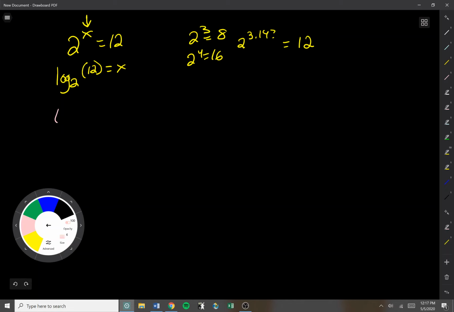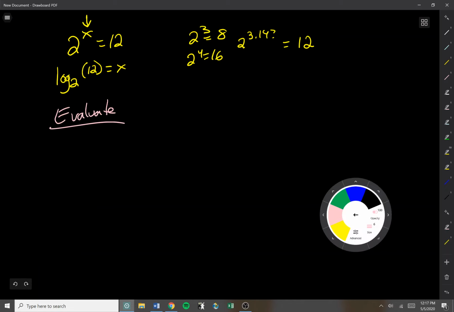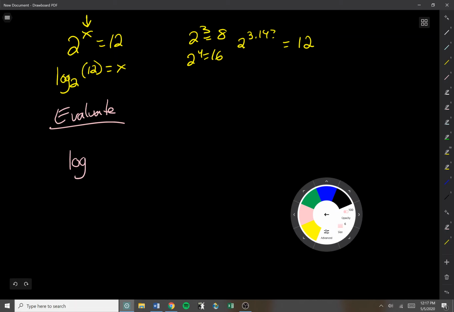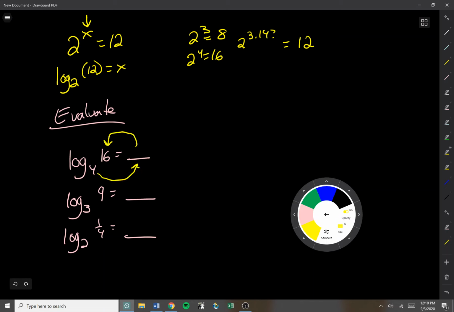Okay, so what I want you to work on now is evaluating. Fill in the blanks for these. Here's how you do that. Remember the circle thing or the hard thing. This is saying 4 to what power equals 16. 4 to what power is 16? The power is 2.